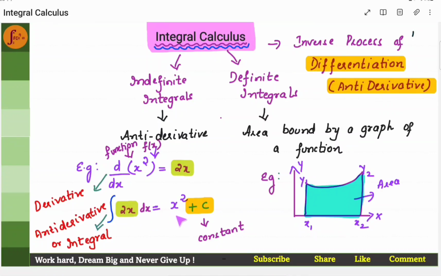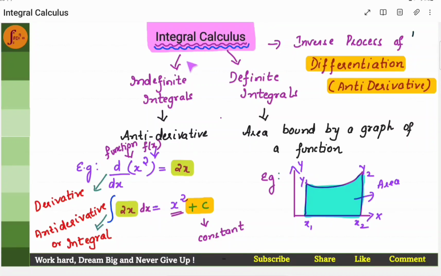It's also called as antiderivative. In differentiation, you give a function and you get the derivative. In integration, I give a derivative. So 2x is a derivative, and I get the function back. So that's why it is called as inverse process of differentiation.